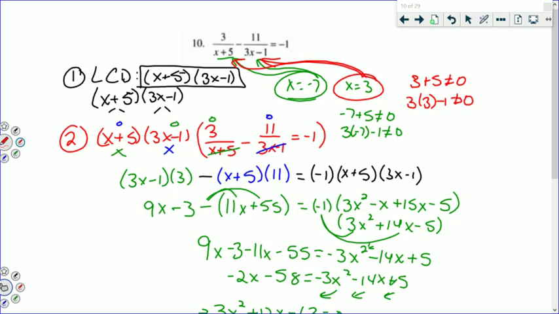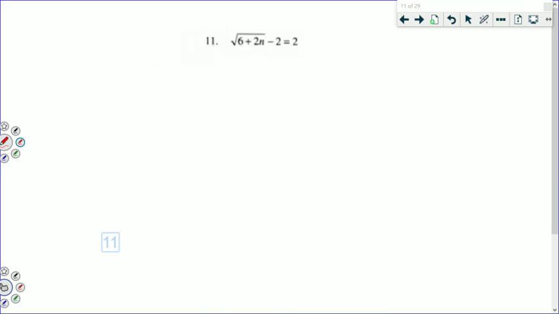Okay? That's how you would solve a rational problem. All right, here we have a square root. So this is also on that additional video that was attached to your test review. Our first goal is we want to get the square root term by itself. Okay, here we have that minus 2. So we're going to add 2 to both sides. So we get the square root of 6 plus 2n equals 4. We're going to add 2 to both sides to get the square root by itself.